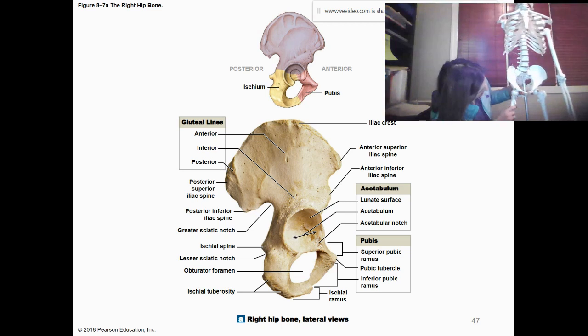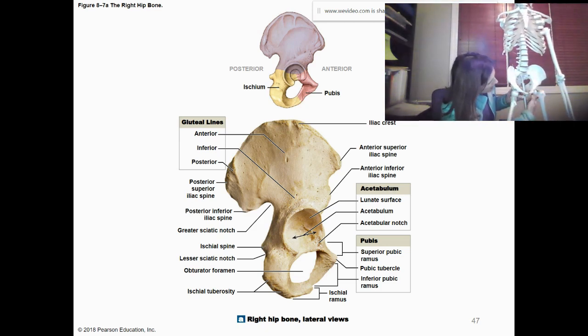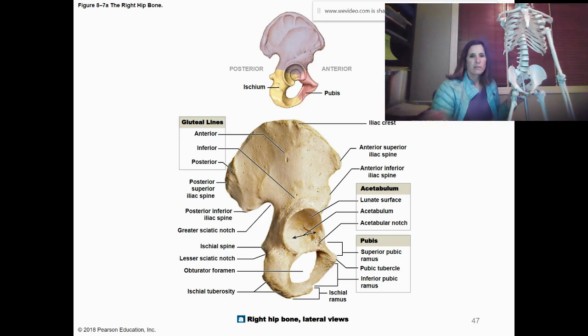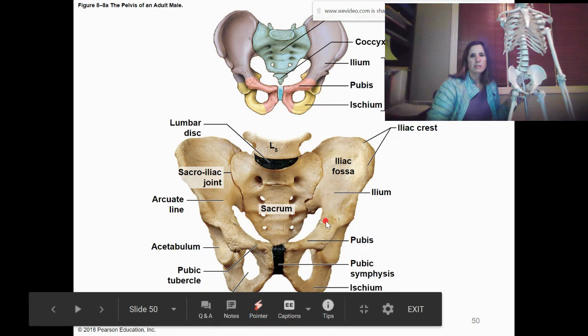So really obvious, I'm not sure how well you can see, there's this huge opening. And there is a difference, like it's rounder in a male and more triangular in shape in a female. But this is the obturator foramen here and here. And then the cartilage that joins the two pelvic bones together, that's going to be the pubic symphysis. And so we have to look at another slide to see that.